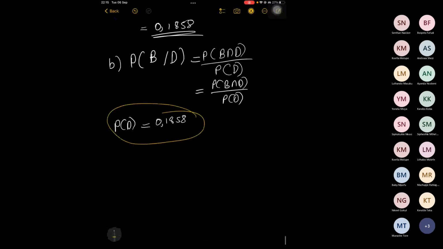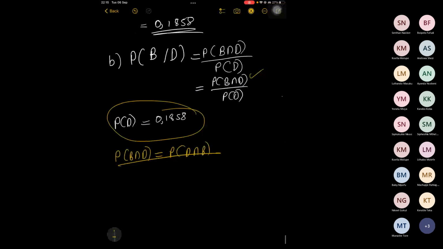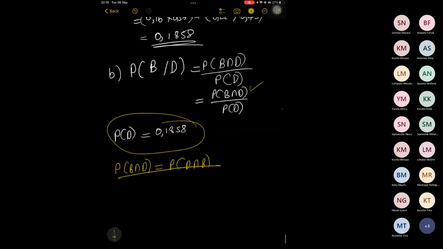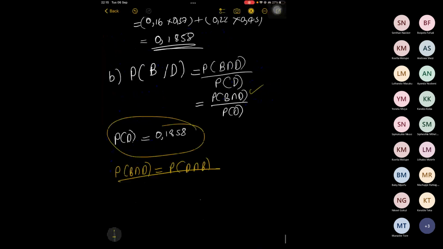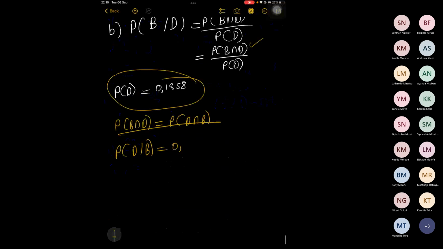You see? Then we want to calculate the numerator now. How do you calculate the numerator? The numerator is probability of B intersection D, isn't it? But the probability of B intersection D is the same as the probability of D intersection B. Keep this in mind. Then how do you calculate this? We go to the data that you are given. Do we have something that's linking a condition between B and D? When you come here, we can see that, yes, we do. We actually have the probability of D given B, which is given as 0.22.